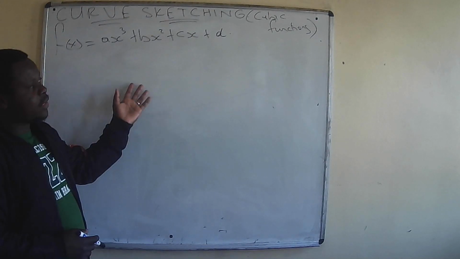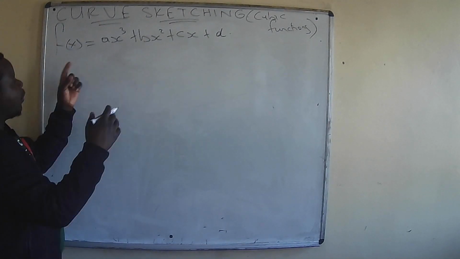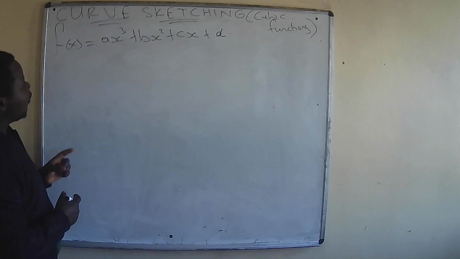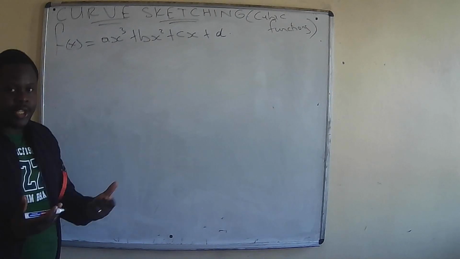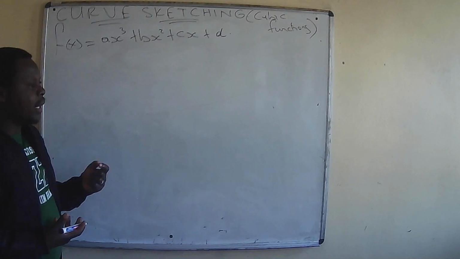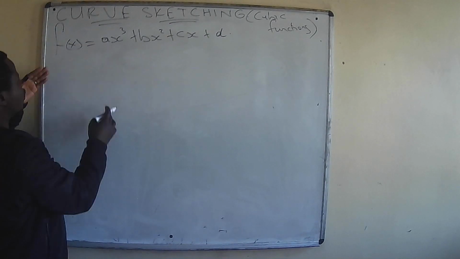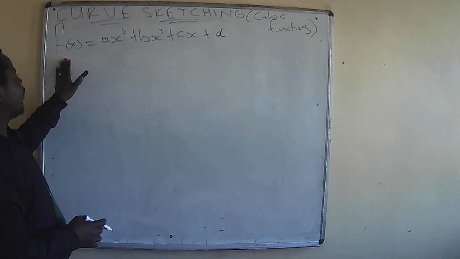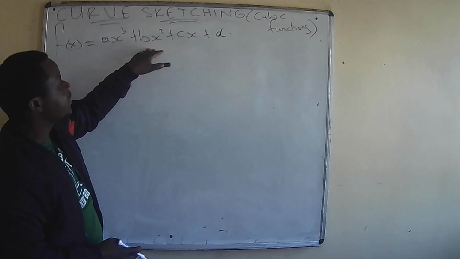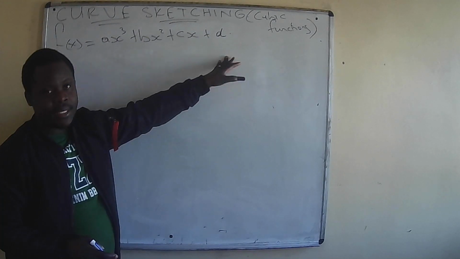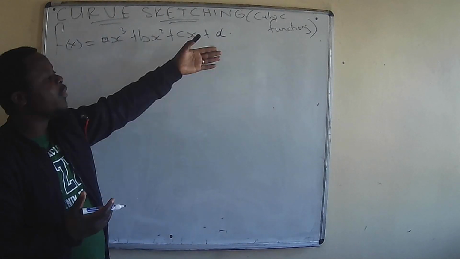So let's get into our content of the day. We are going to talk about curve sketching of cubic functions. For you to be able to sketch a cubic function, you need to consider, first, the value of a. So here's the standard: if you are given f of x equal to ax cubed plus bx squared plus cx plus d, we would need to know the meaning of each and every value in this case.